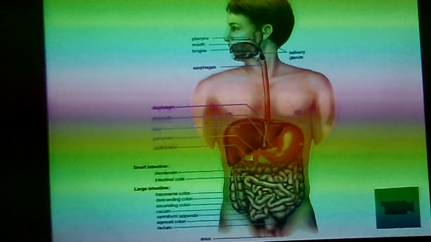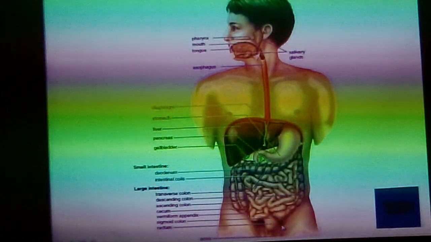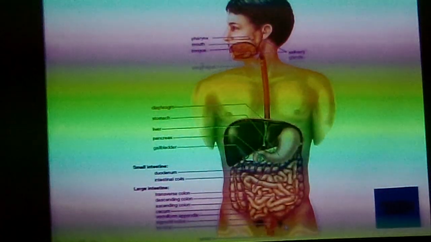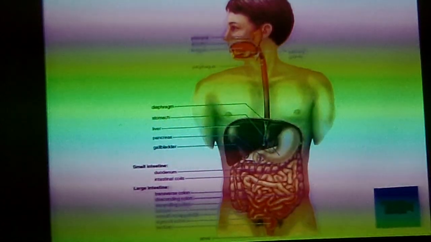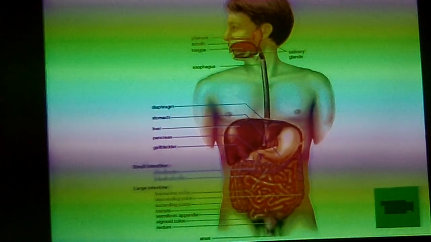Yes? So the colon and the large intestine are the same thing? Yes, the colon is the large intestine. And so why is it called two different things? Just the same reason I have two names: Mr. Willis and DJ Grandmaster T.